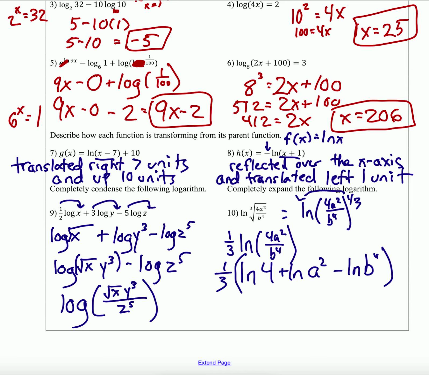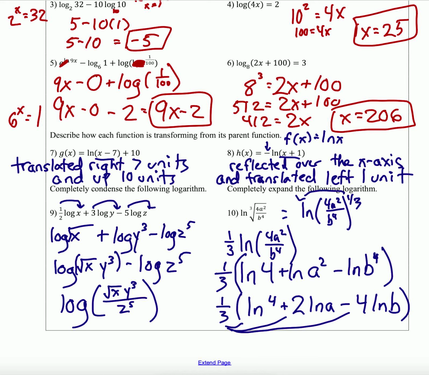So from here, I'm going to bring out each of those exponents. Let me write that 4 a little neater for you guys. So this would be 1 over 3 times ln of 4, which stays ln of 4. I can bring that 2 out for 2 ln of a minus 4 ln of b. And now the very last step, make sure you multiply that 1/3 into every single logarithm in those parentheses. I make this mistake sometimes, so make sure you distribute that to every single term in the parentheses. So that would be 1/3 ln of 4 plus 2/3 ln of a minus 4/3 ln of b.